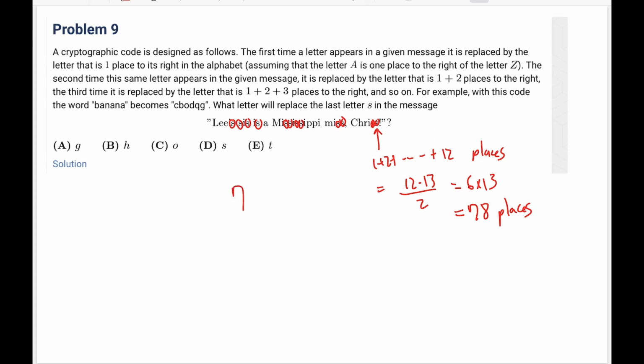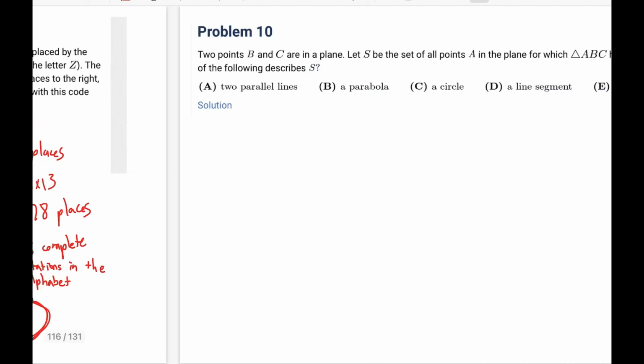But then, if we divide 78 by 26, then this is 3. So this is 3 complete rotations in the alphabet. So it means that it's just going to come back onto itself, because it starts from S, and then there's 26, 26, and then the last 26, so it's just come back to S. So it's S, so it's D.